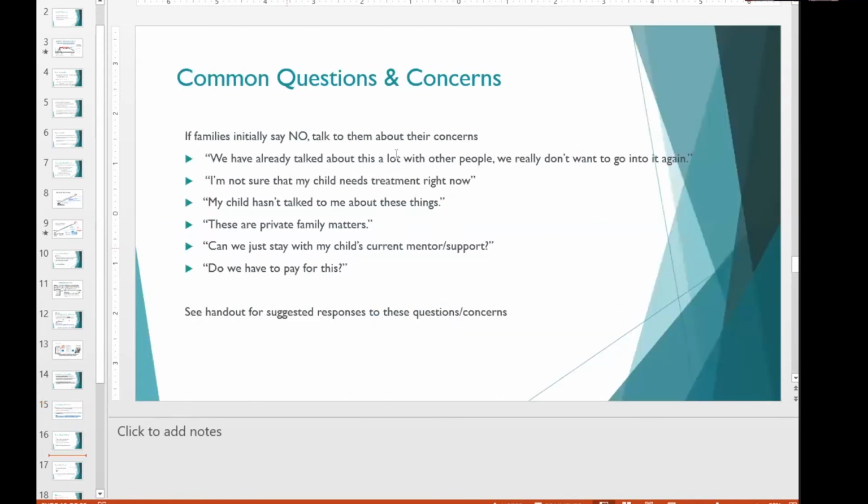And then we'll give you this handout of the common questions and concerns that many families have. We've already talked about this. I don't know that my kid needs treatment. These are private matters. Do we have to pay? These are all common questions that a community provider is going to get when they have this conversation. So we give them a handout to be prepared for that, so that they're armed with typical responses.